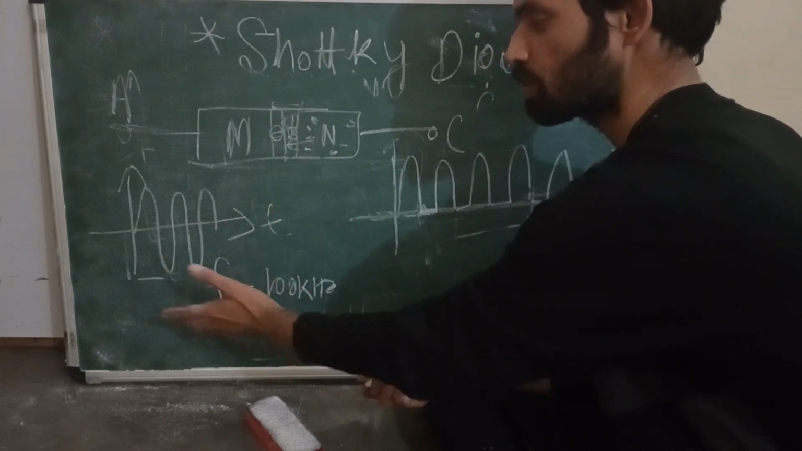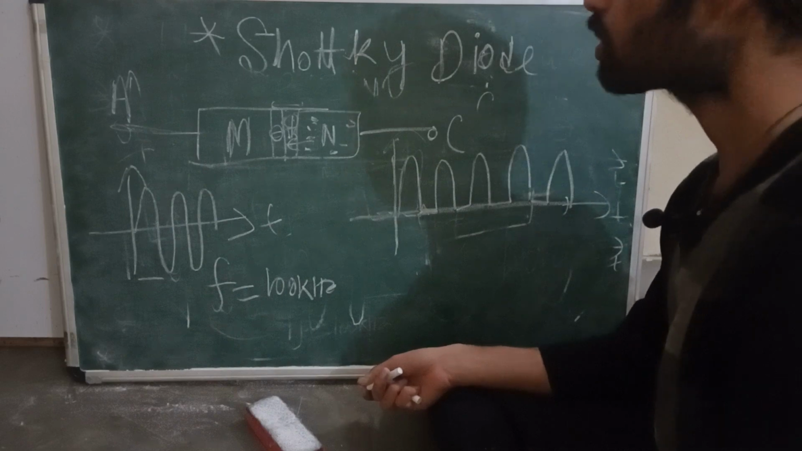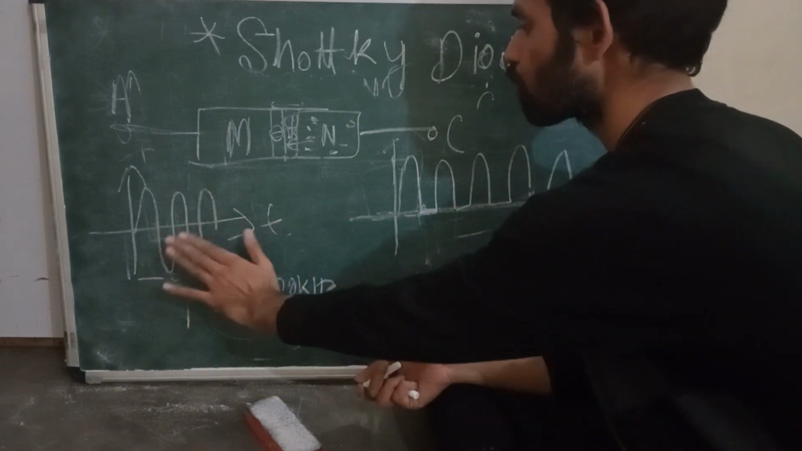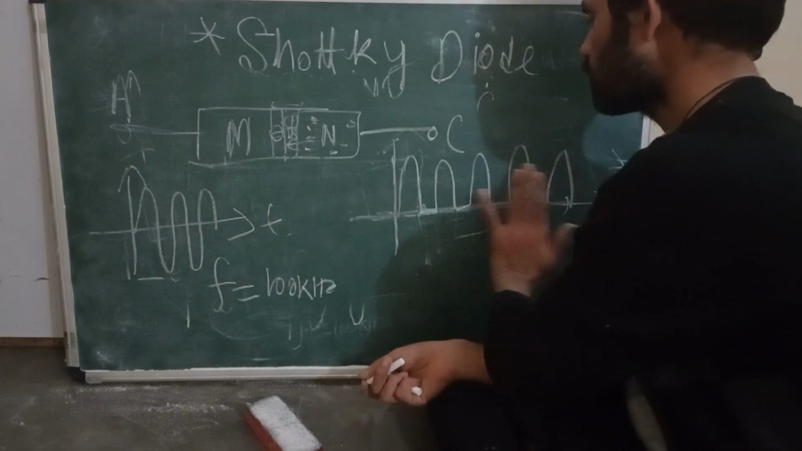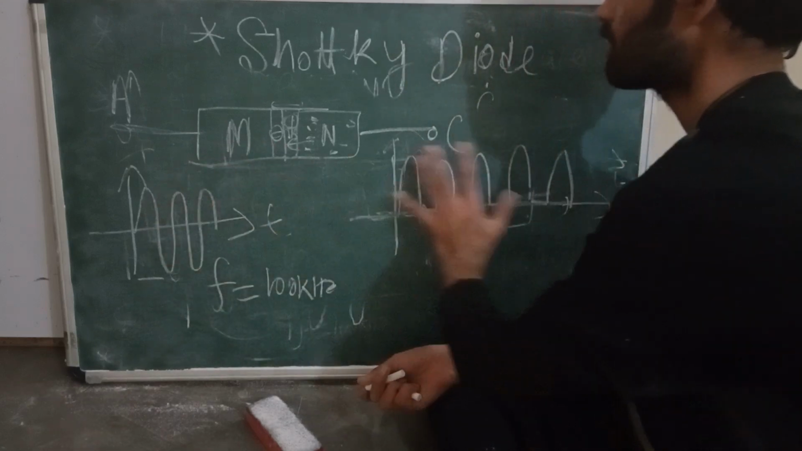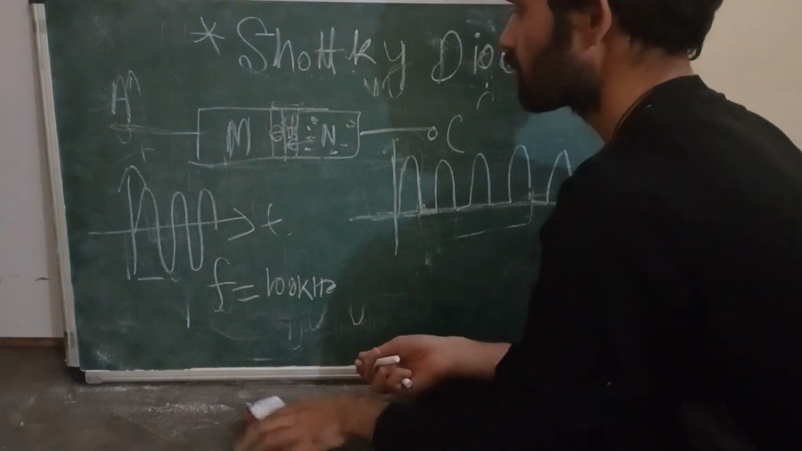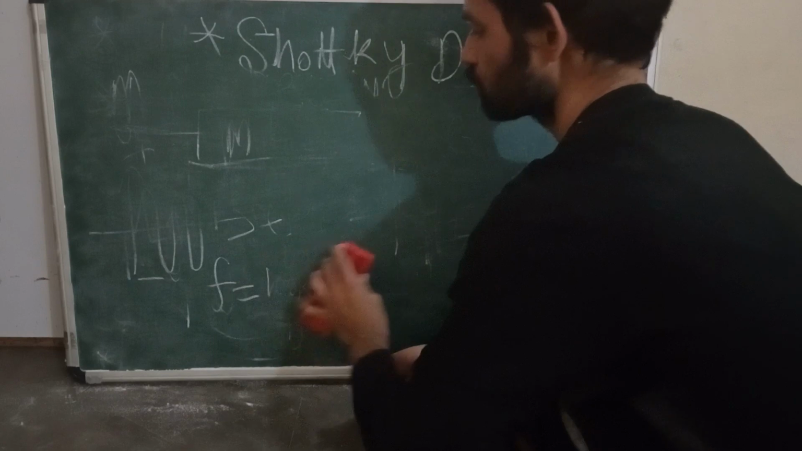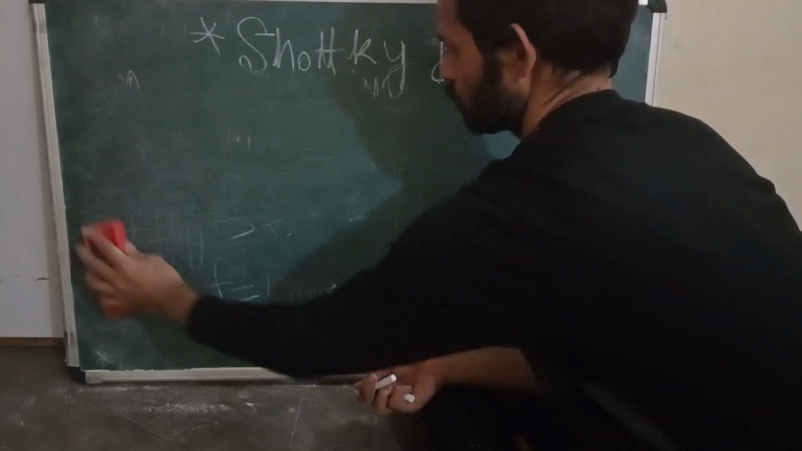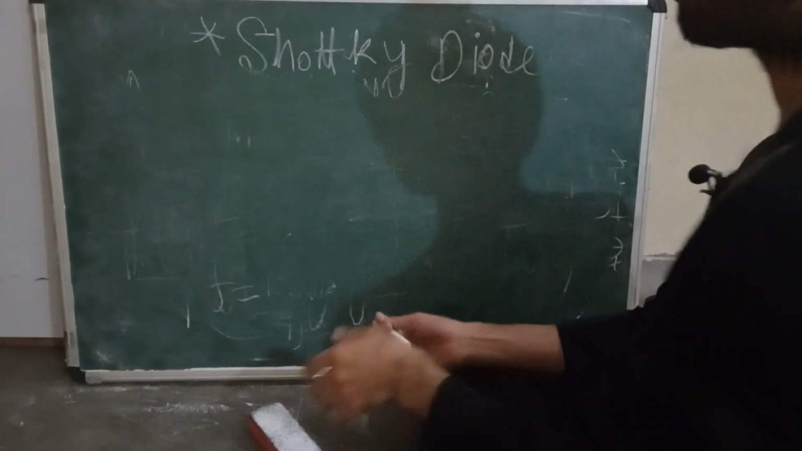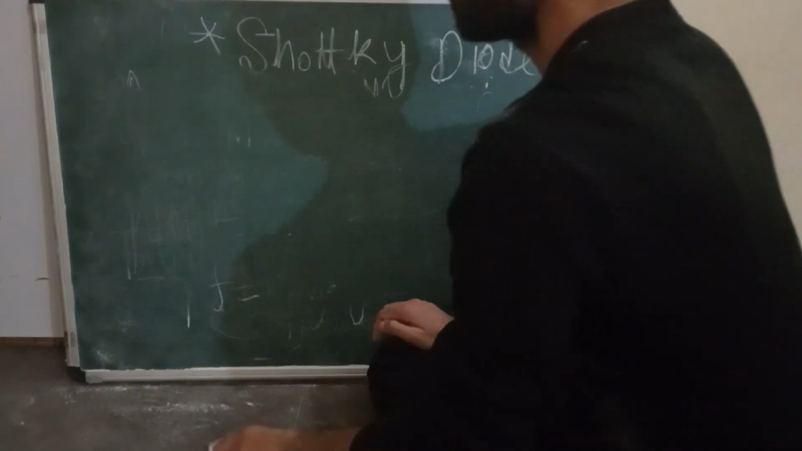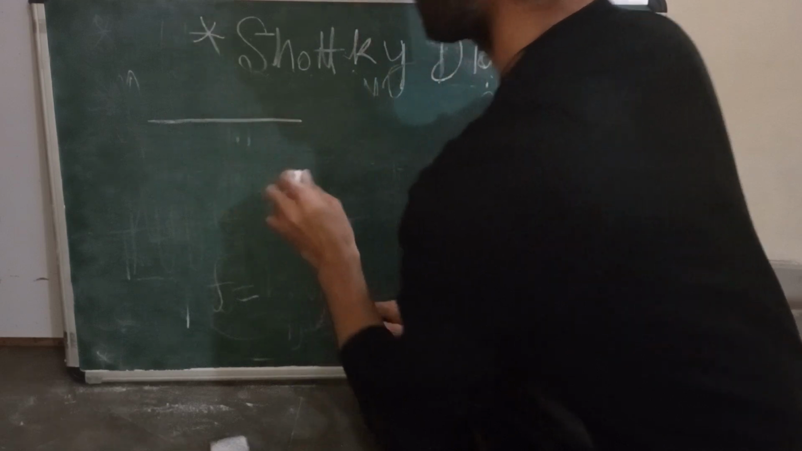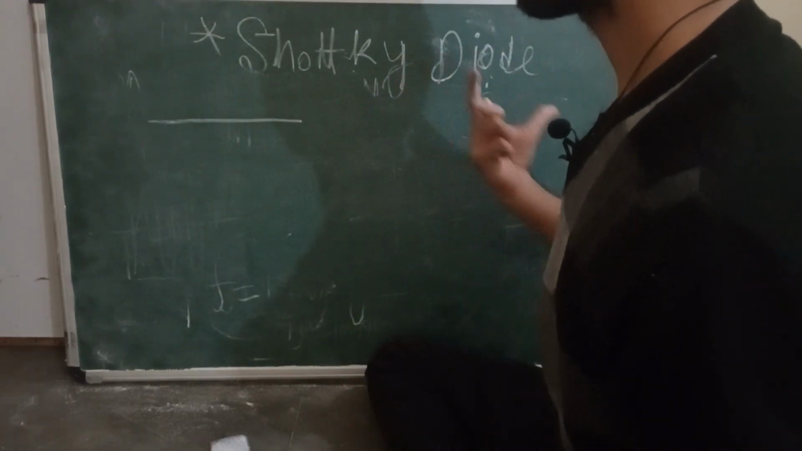It is approximately equal to the time period of this signal. So that's why it is unable to conduct during the negative cycle. It remains off for the negative cycle, and it will properly rectify this high frequency signal. So this is one of the advantages that we got in the case of the Schottky barrier diode. Now, if you see the structure of this Schottky barrier diode, these are the advantages that we have seen.